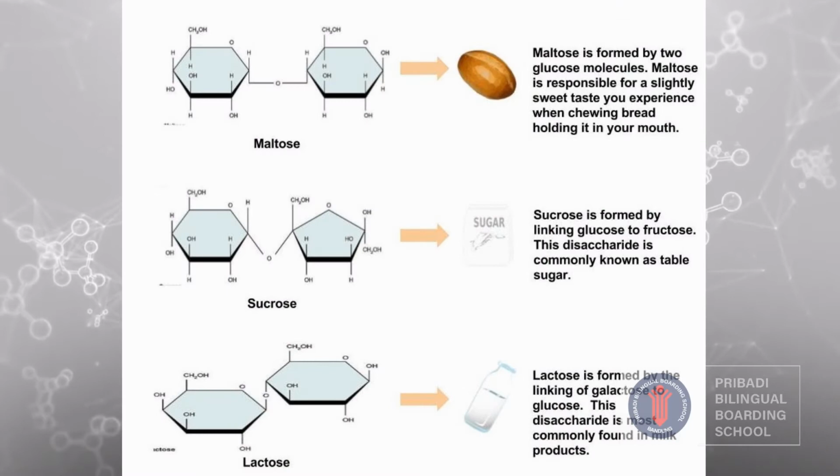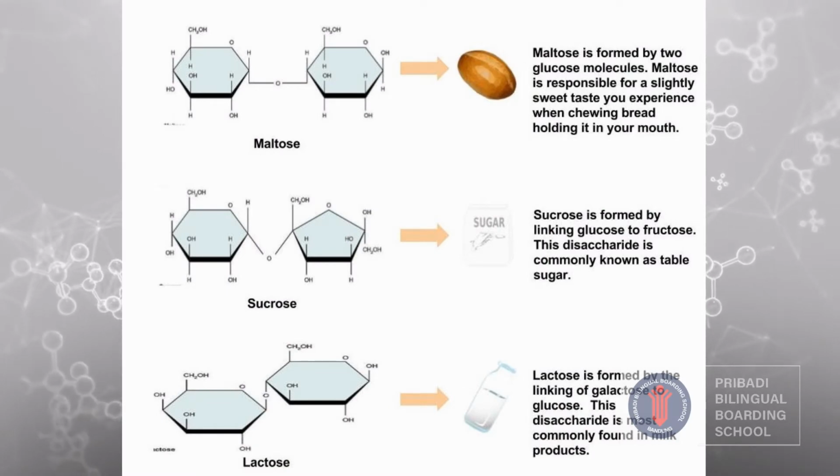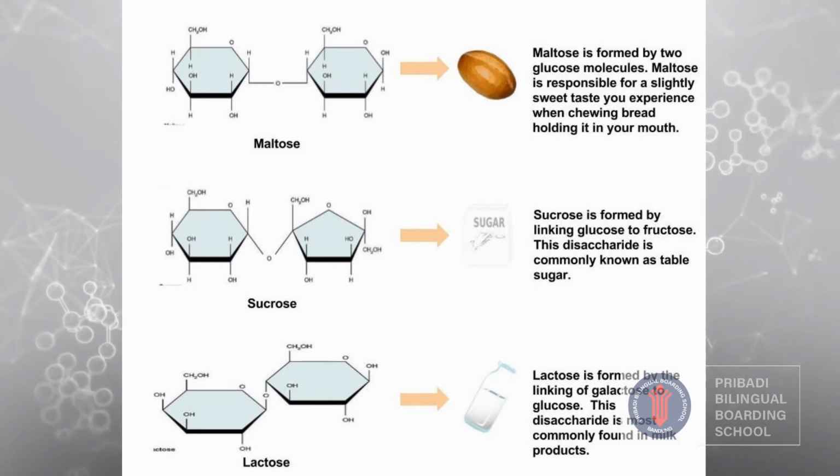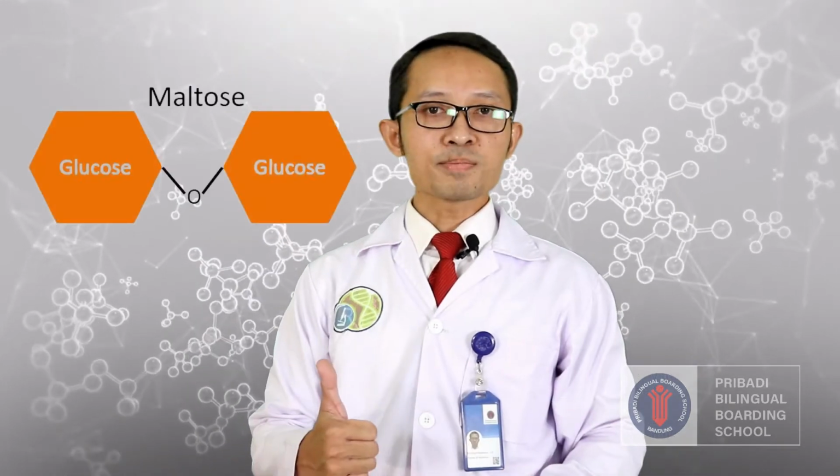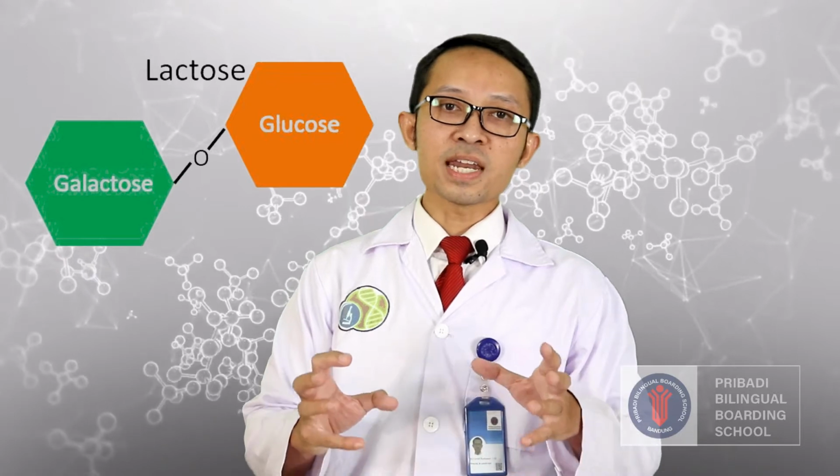The second one is disaccharides. Disaccharides are made up of maltose, lactose, and sucrose. Maltose is made up of glucose joined together with another glucose. Lactose is made up of glucose joined together with galactose. And sucrose is made up of glucose joined together with fructose.